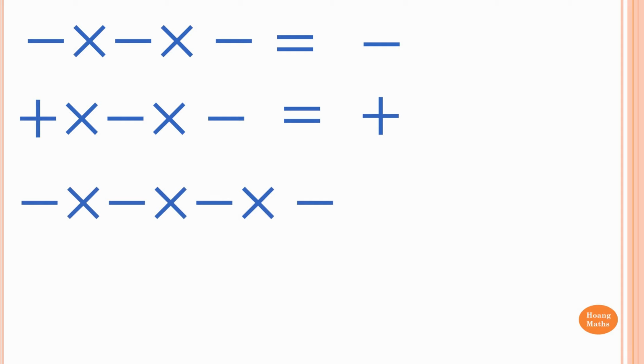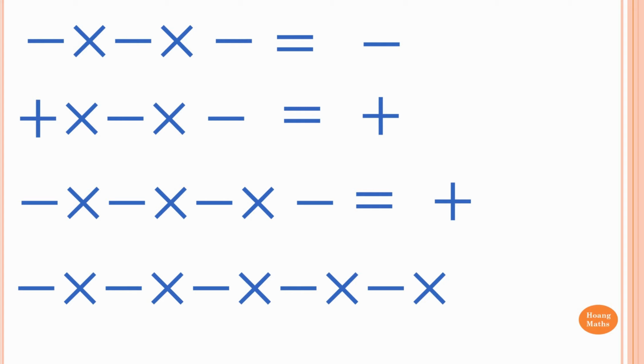So we have a negative times a negative times a negative times a negative, so 4 negatives times together, we have a positive. And we have a negative times a negative times a negative, negative and negative, which is 1, 2, 3, 4, 5. So 5 negatives times together result in a negative.